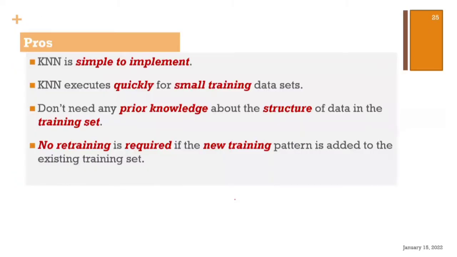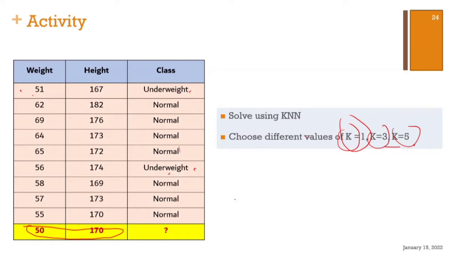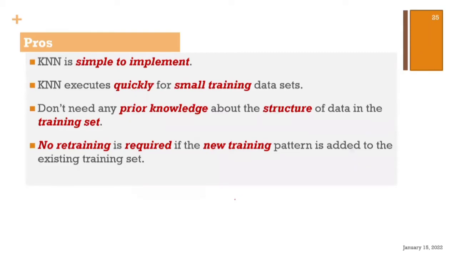Now, during the question time, if we face any issue there, we can definitely ask and then we can discuss further, inshallah. Now, what are the pros or the advantages of k-nearest neighbor? One of the major advantages of k-nearest neighbor is that it is very simple to implement, very, very simple to implement. And also KNN executes quickly for a small training data set. If your data set is very small, it can quickly solve the problem.